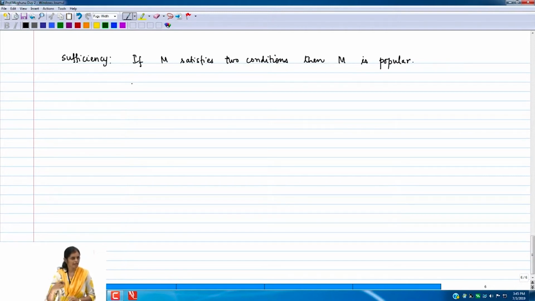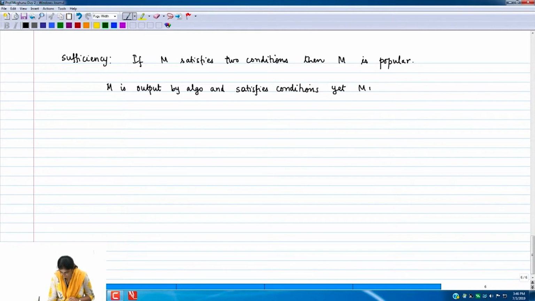Suppose my algorithm outputs a matching M by doing those steps, that is, it computes a maximum matching in that reduced graph and does a post processing of the posts so that every F post is matched. I get a matching M which satisfies the two conditions, and suppose yet M is not popular. So M is output by the algorithm and satisfies the two conditions, yet M is not popular. Then there must exist an M prime which is more popular than M. Otherwise we cannot say that M is not popular.